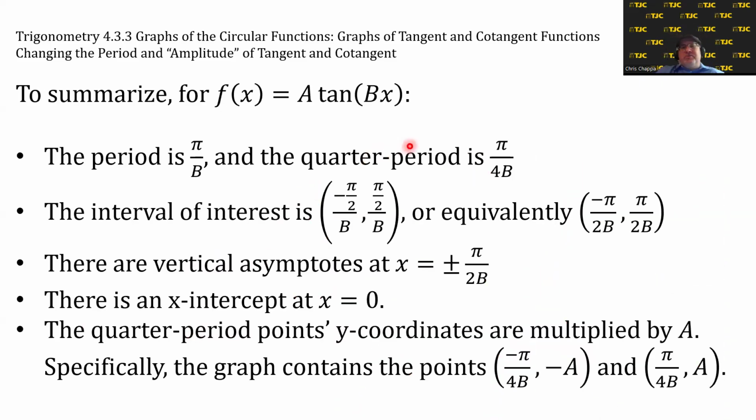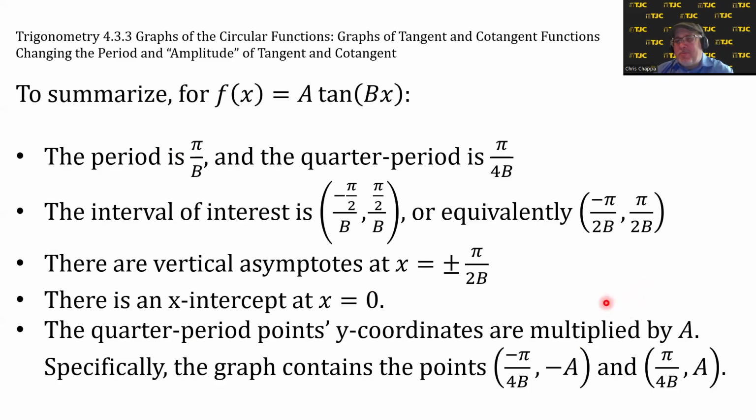So to summarize for f of x equals a tangent of bx, and I will admit that this is a big theoretical summarization from that one example. The period is pi over b, and the quarter period is pi over 4b, 1/4 of pi over b. The interval of interest, we take the original interval negative pi over 2 to pi over 2 and divide it by b, or equivalently negative pi over 2b comma pi over 2b. There are vertical asymptotes at x equals the endpoints of this interval, plus or minus pi over 2b. There's an x-intercept at 0, and the quarter period points' y coordinates are multiplied by a. Specifically, the graph contains the points negative pi over 4b comma negative a and pi over 4b comma a.